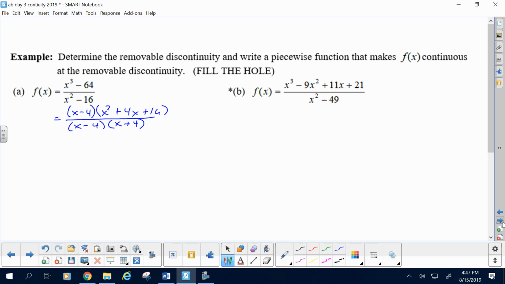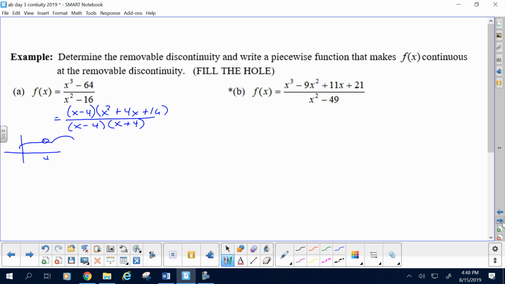All right? Now, this graph has a hole in it. And if I were to graph this, at 4 there would be a hole. I don't know, the shape is probably a big mess. It's probably kind of linear-ish in nature because it's x cubed over x squared. It kind of behaves linearly, but there's a lot going on. There's a hole at 4. The question is, write a piecewise function that makes f continuous at the removable discontinuity.